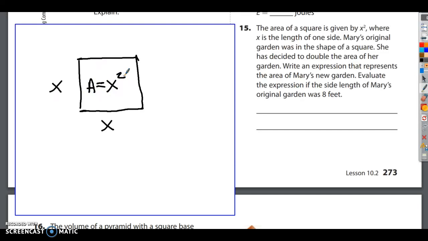That makes sense because the area of a rectangle is the length times the width, and in a square, both the length and the width are the same, so they're both x. So instead of doing x times x, we just do x squared. So that's the area of Mary's garden until she doubled it, and that's what it says. She has decided to double the area of her garden. That just means you go like this.